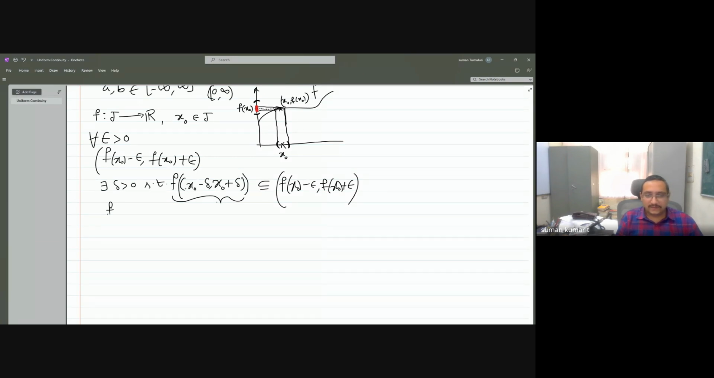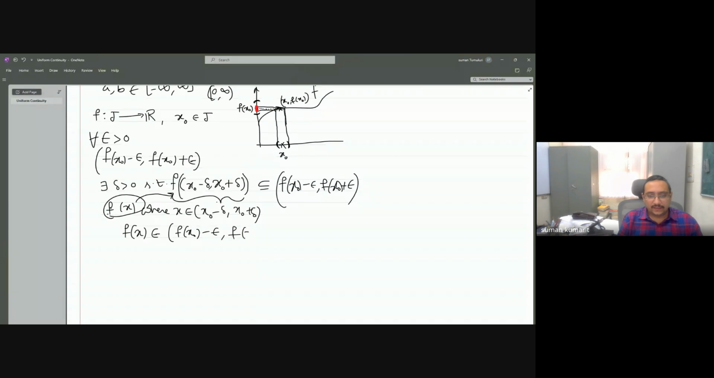F of this interval, x naught minus delta to x naught plus delta. A typical point in this set is of the form f of x, where x belongs to x naught minus delta to x naught plus delta. This f of x is a typical point in this set. So where does this f of x lie? It lies in this interval. So f of x belongs to f of x naught minus epsilon to f of x naught plus epsilon.